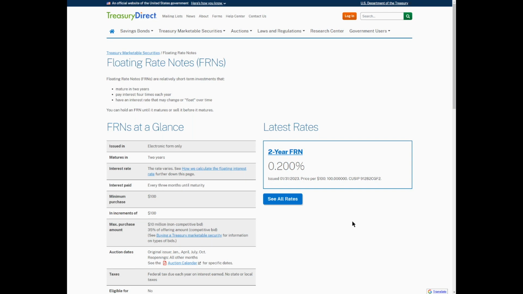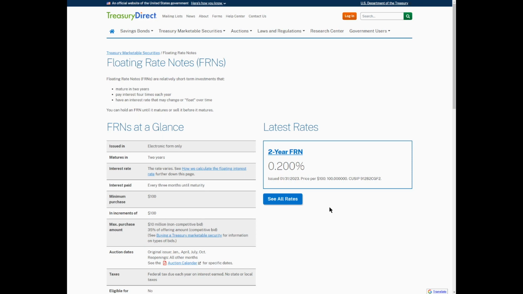FRNs are floating rate notes, and what happens is they have a spread over the 3-month T-bill. The 3-month T-bill at the moment is yielding you around 4.65%, and the floating rate note, which is a 2-year instrument, yields you 20 basis points above that. So at the moment, let's call it 4.85, just below 5%.